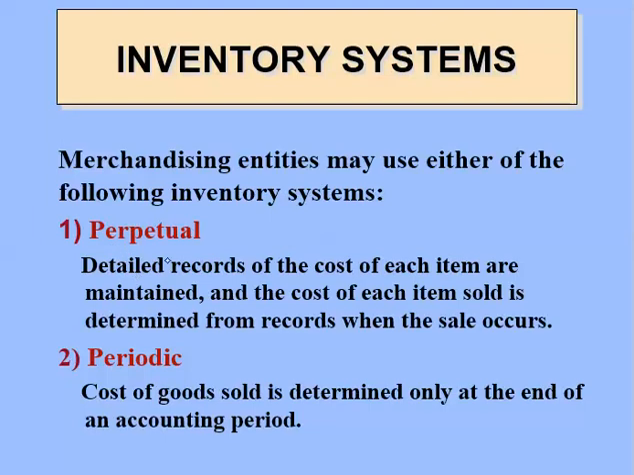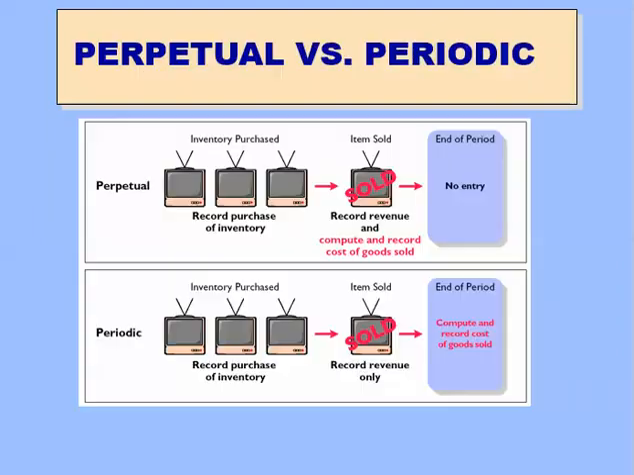system. So under a perpetual inventory system, every time a piece of merchandise is sold, we're not just going to record the revenue, but we're also going to compute and record cost of goods sold. So we're actually going to have a two-part journal entry here every time we sell an item. Under periodic inventory, all we're going to do is record the sale, and then at the end of the period, we'll actually compute and record our cost of goods sold.